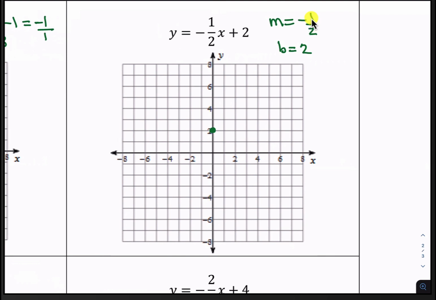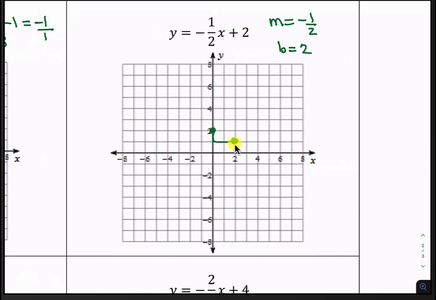So we have negative 1 on the top that tells us to go down 1, and then the 2 tells us to go to the right 2 units. So starting at our y-intercept of 2, we're going to go down 1 and to the right 2. Down 1 and to the right 2, and that is our second point.